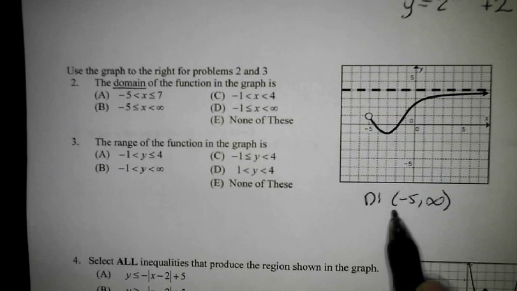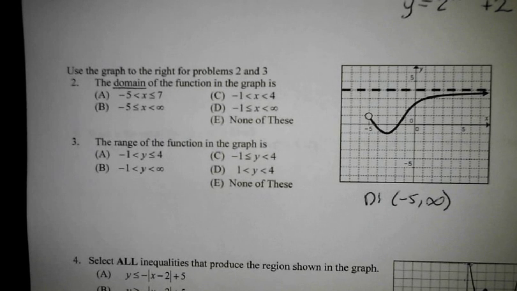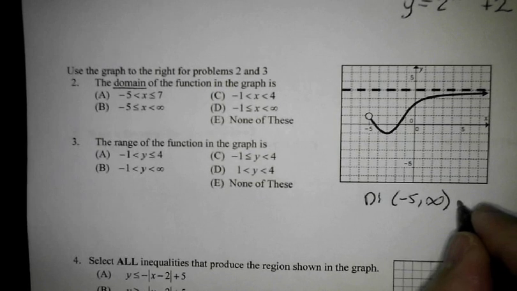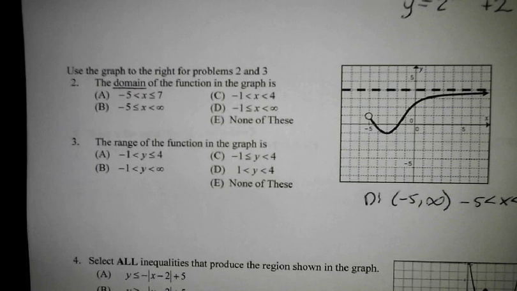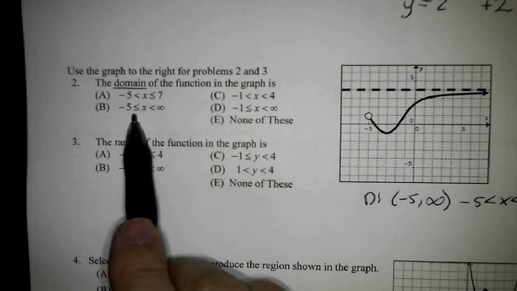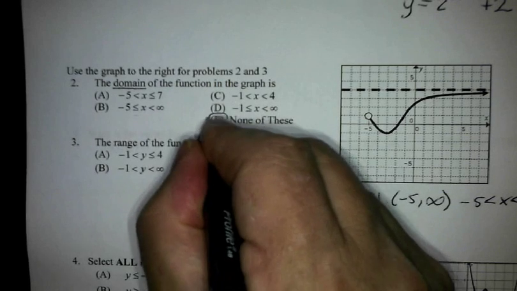So I'm going to translate this to inequality notation. The inequality notation is structured in the way that it matches the interval notation. So it should be -5 is less than x is less than infinity. Never get equals with infinity. So I look for this. Well, it's not that one. That one has equals. These are -1s. So this is a case of a none of these.